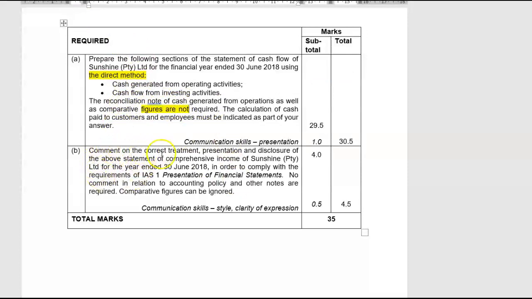The B part of the question is an IAS 1 question. They tell you to comment on the correct treatment, presentation and disclosure of the above statement of comprehensive income for the year ended 30 June 2018 in order to comply with the requirements of IAS 1, Presentation of Financial Statements. You don't have to comment on accounting policy and other notes.